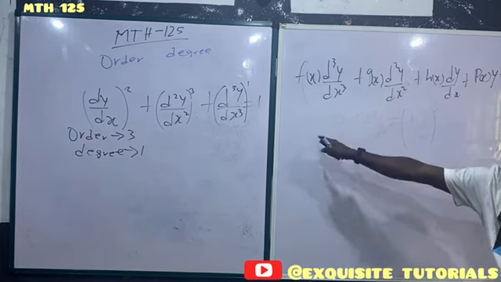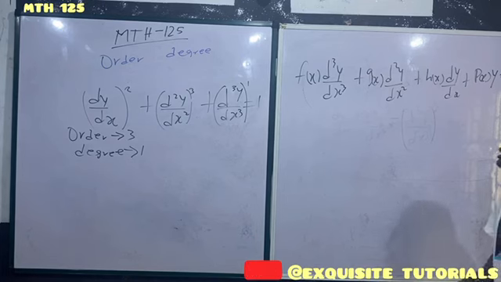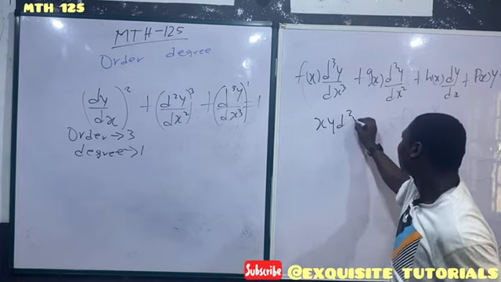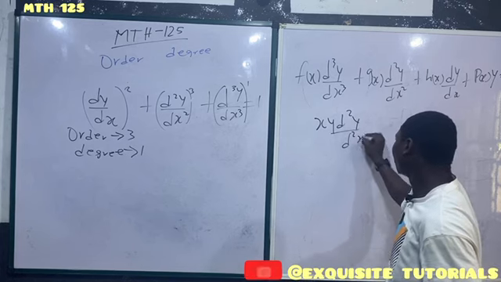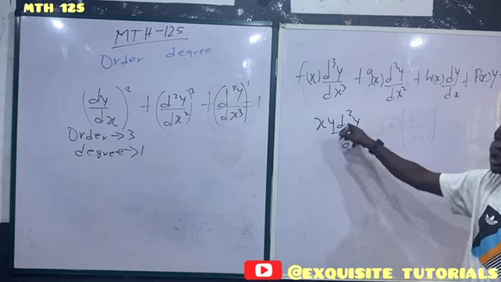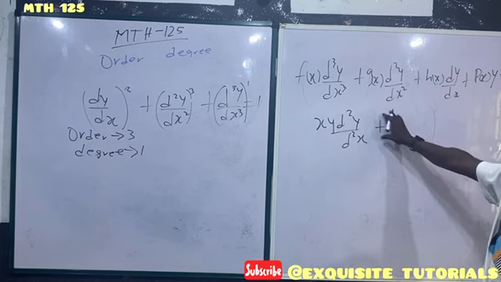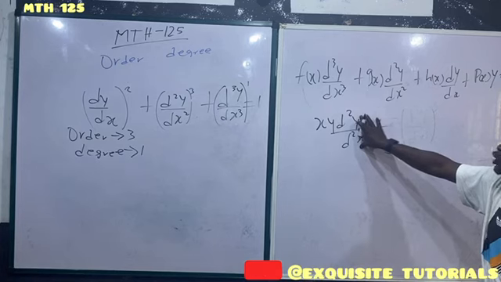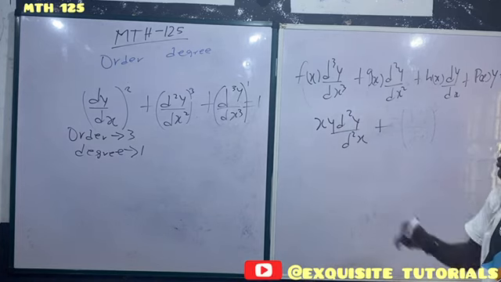a linear differential equation. Now, supposing we have xy times d squared y over dx squared. There is a function of x and y multiplying this differential coefficient. So no matter anything I have here, it is not a linear differential equation. It becomes a non-linear differential equation.